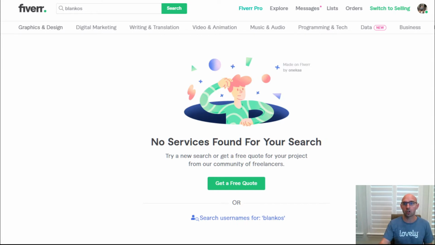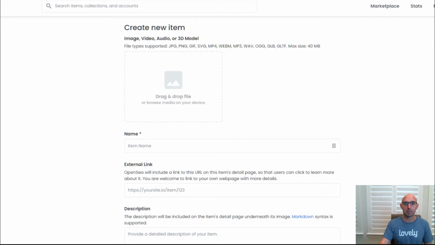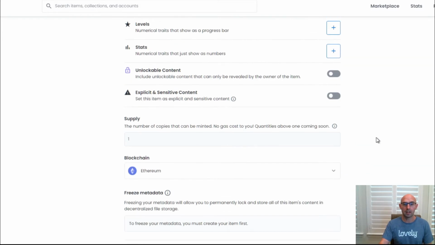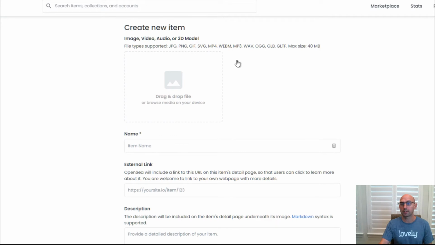Another option is going to OpenSea, kind of what these people are doing on Discord, where you would just upload it to OpenSea. OpenSea is an NFT marketplace, and you can put it on Ethereum or you can do Polygon. I find that the Polygon network is much cheaper for minting. So I would definitely look at that.